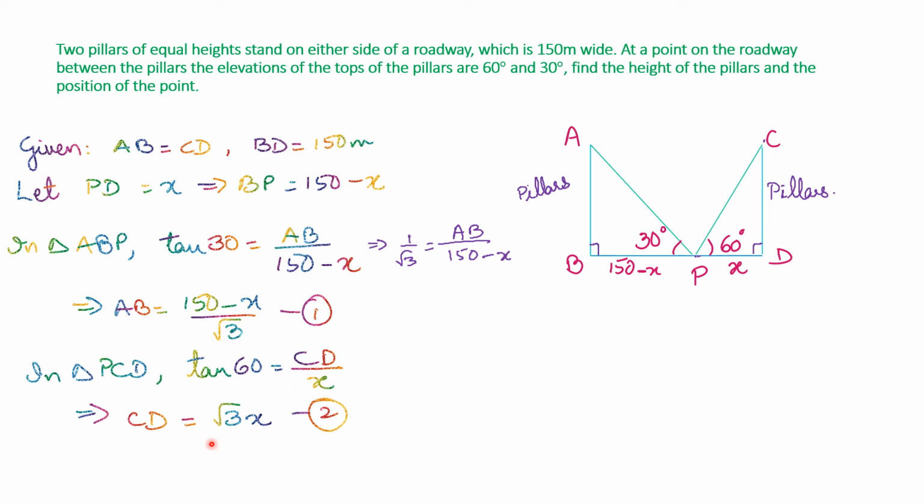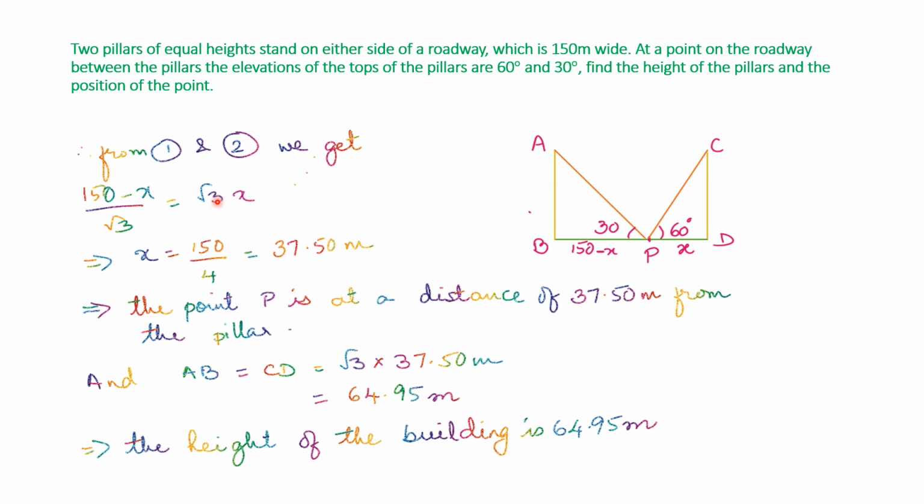That means your CD is equal to root 3x. Now you already know that the pillars are of equal height. That means from 1 and 2 we get 150 minus x is equal to root 3x, and therefore, when I simplify, x is equal to 150 divided by 4, that is 37.50 meters. That means the point P is at a distance of 37.50 meters from one of the pillars.